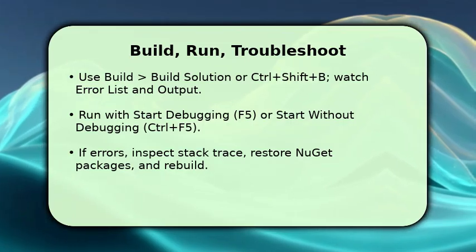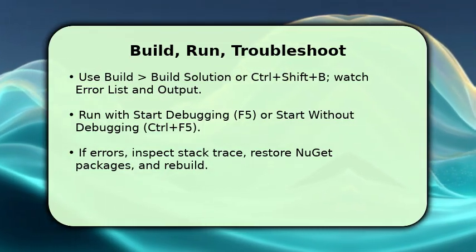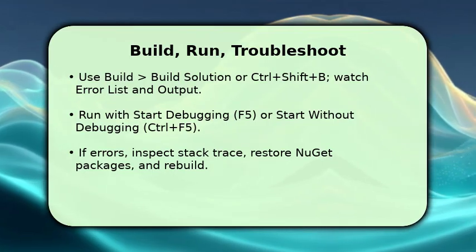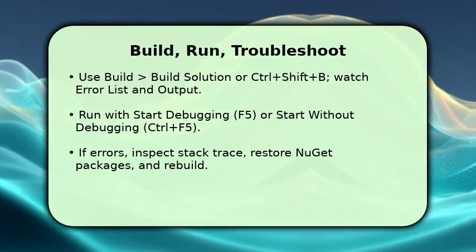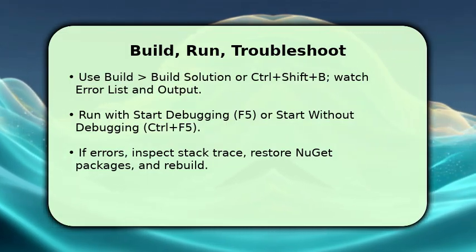If something goes wrong, make sure NuGet packages are restored, check the output window for specific messages, and rebuild. Often the fix is restoring packages or correcting a mismatched target framework, which resolves most run failures.